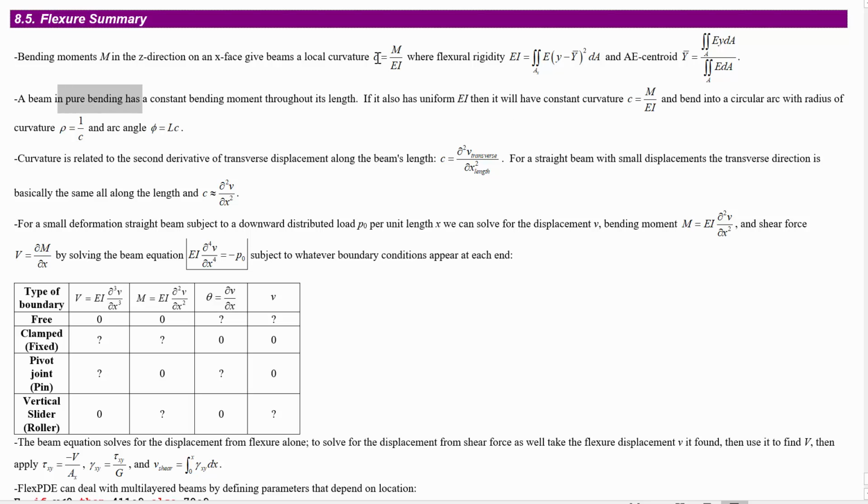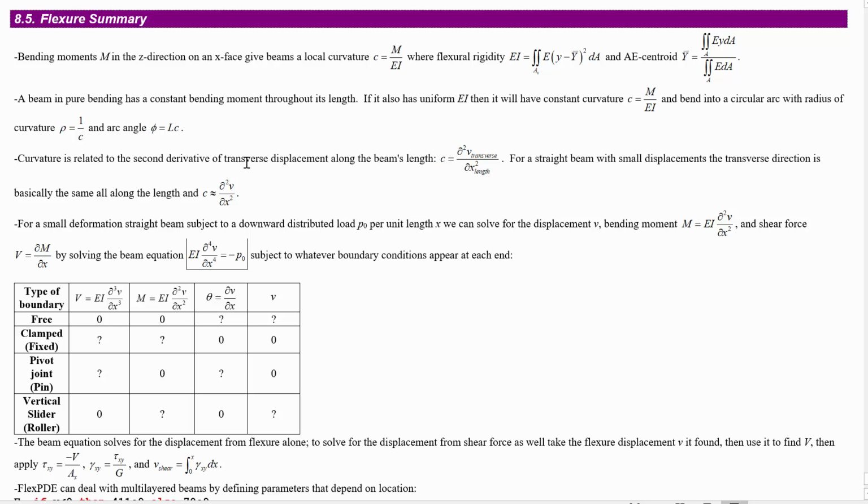And this curvature that happens locally from the bending moment is going to be the same all the way along the length, and that means it's just going to bend from a straight beam into a circular arc with a radius of rho, which is 1 over the curvature, and have an arc angle of phi, which is the length times this curvature, by how arc length is defined. Length is the angle multiplied by the radius, so in other words, the angle is the length divided by the radius of curvature.